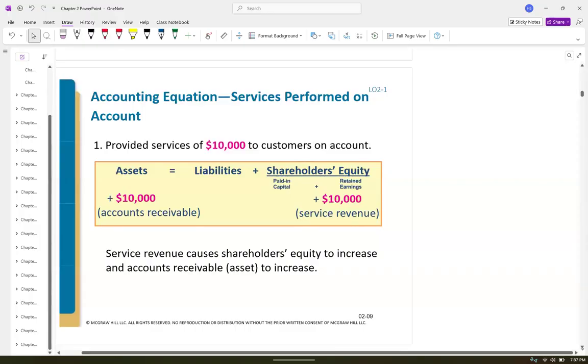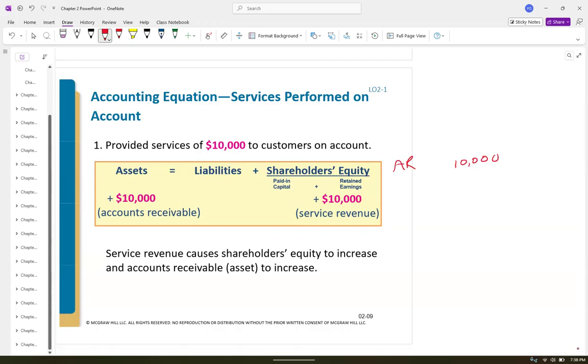All right, then we provided $10,000 of services to customers on account. So we provided a service, but we didn't get cash. We got a promise for them to pay cash sometime in the future. So we will debit accounts receivable and we will credit service revenue. Okay.